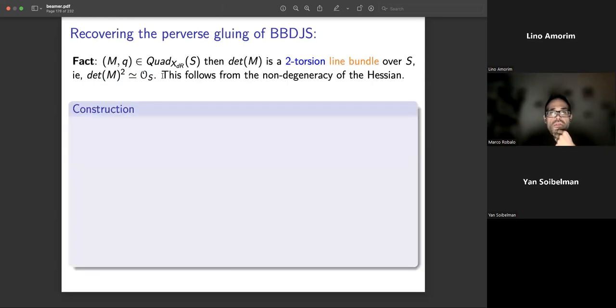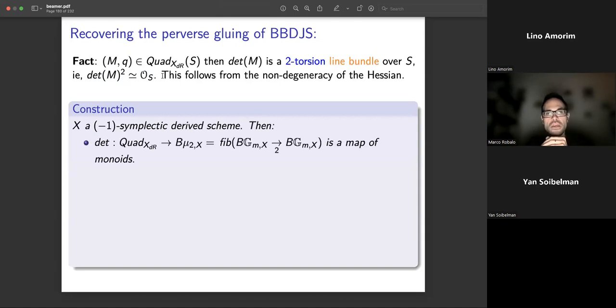So given this observation, I'll make some constructions. The first construction: let's take X a -1 shifted symplectic scheme. Then you can look at the determinant map, sending a quadratic bundle to this 2-torsion line bundle, which I wrote this way. This is a stack classifying 2-torsion line bundles. So this is a map of monoids because the determinant sends the sum to the tensor product.